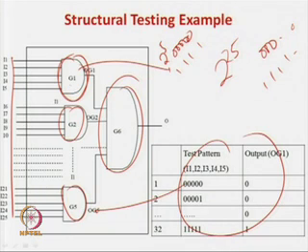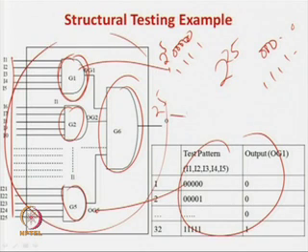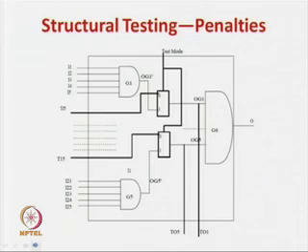So, for this gate you have to apply 2 to the power 5 patterns, for this gate you have to apply 2 to the power 5 patterns, and for this gate again individually you have to apply 2 to the power 5 patterns. So, each gate I am now testing individually, but I am not testing the entire interconnect or the entire circuit. I am testing each gate individually. So, the number of test patterns required to test each gate individually is 2 to the power 5.